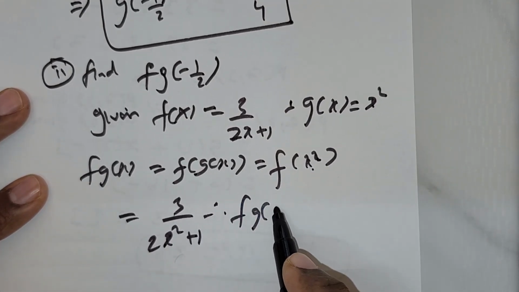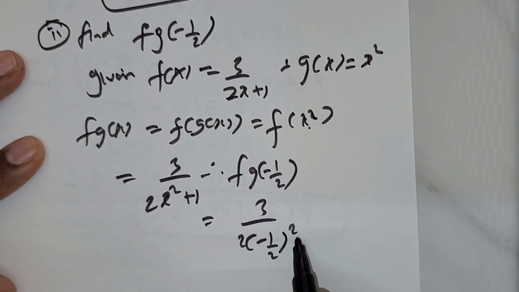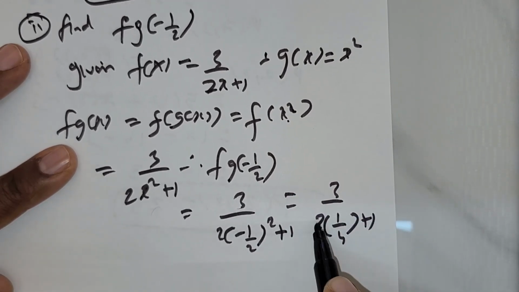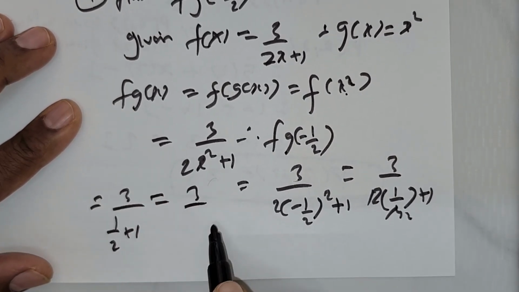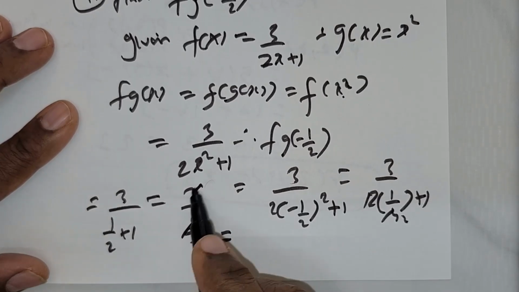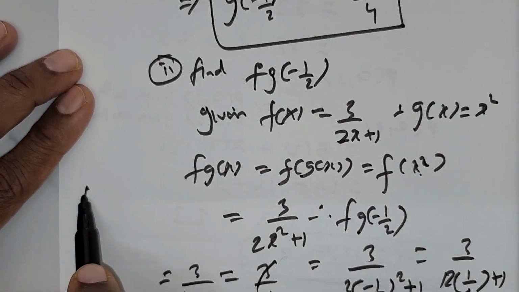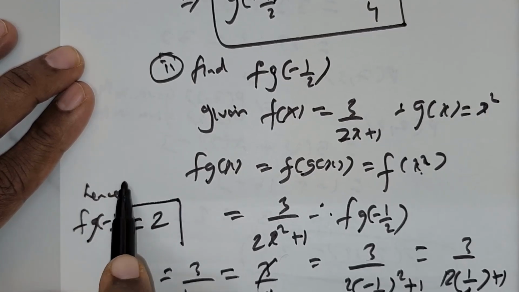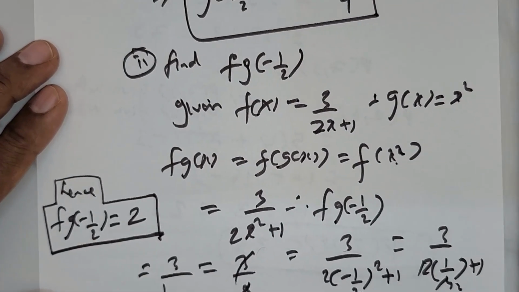So therefore fg of negative 1 over 2, in place of x you substitute negative 1 over 2, that will be squared there. So this is 3 over 2 times 1 over 4 plus 1, 2 divides here 2 times. So you have 3 over 1 over 2 plus 1, which is 3 over 3 over 2. So this will eventually provide you, 3 gets cancelled, you flip the 2, you get 2. Now you can box this result. So you can state hence fg of negative 1 over 2 is equal to 2. So you box it like this, so that the examiner can see your solution.